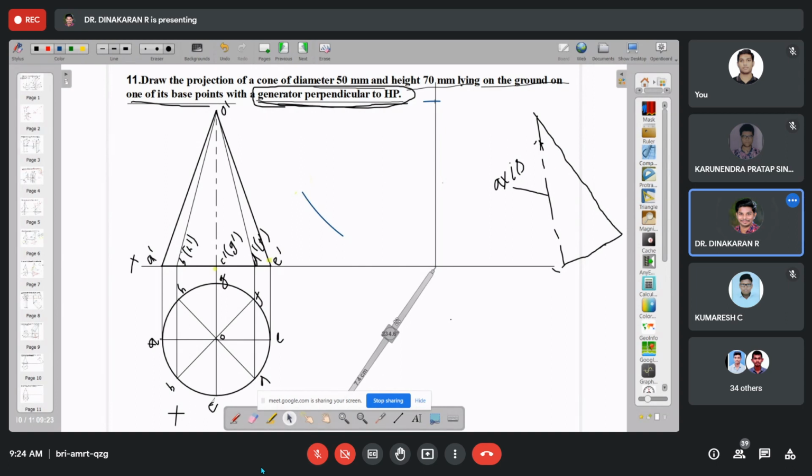Diameter, how much? 50 mm. So directly we will take 50 mm, because we know very well that 50 mm. Will the 50 mm change or not? If I project, will the 50 mm change, or will the actual 50 mm only be there? The 50 mm only. So directly taking the compass, connecting.